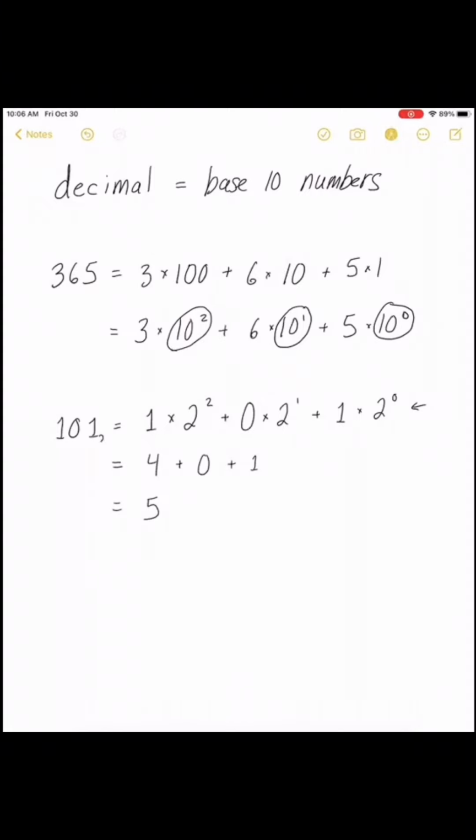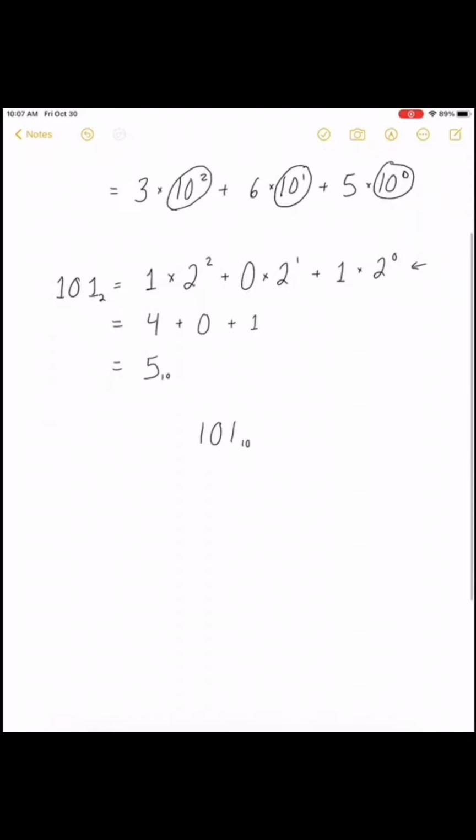We sometimes put a subscript just to represent what base we're working in. So if you see me write a little 2 or a little 10, it's just to clarify that it's a base 2 or base 10 number, because obviously, 101 is also a number in base 10. It just means 101 and not 5. So the subscript is sometimes put there for clarity. So back to binary. Let's do one more example.